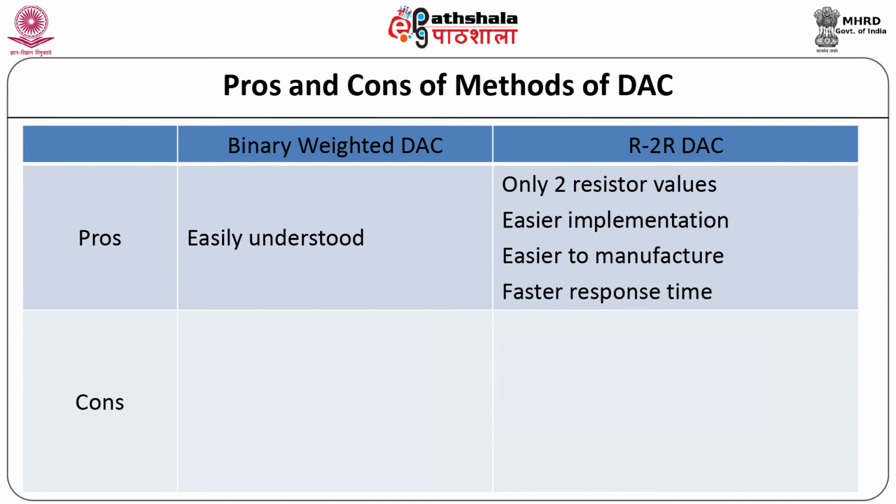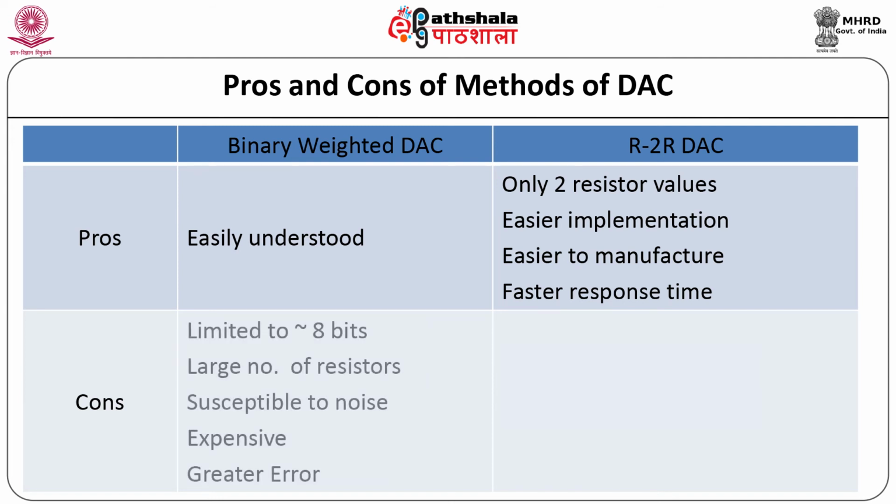It is easier to build the circuit, to manufacture the circuit, and it has a faster response time. But when we consider the disadvantages of the resistive divider method and the binary ladder network method, it is found that the resistive divider method is usually limited to only 8 bits, because as the total number of bits increases, we have to use a large number of resistors which are more susceptible to noise. The circuit becomes more expensive and it has more noise or error. The only disadvantage of the binary ladder network is that the analysis is a little difficult.